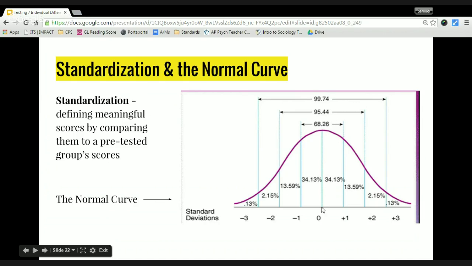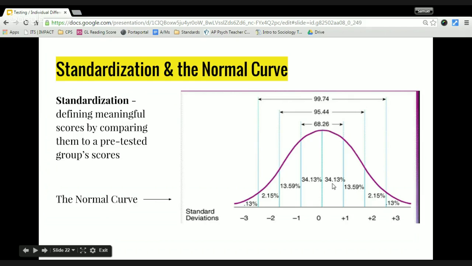We figure out where those people in the middle are. We find our median. That's this point. This is the median, which is the middle number of scores. Then we calculate standard deviations from that. So the first standard deviation is roughly 34% of the people who scored. So the next 34% of the people who scored above the median and below the median.